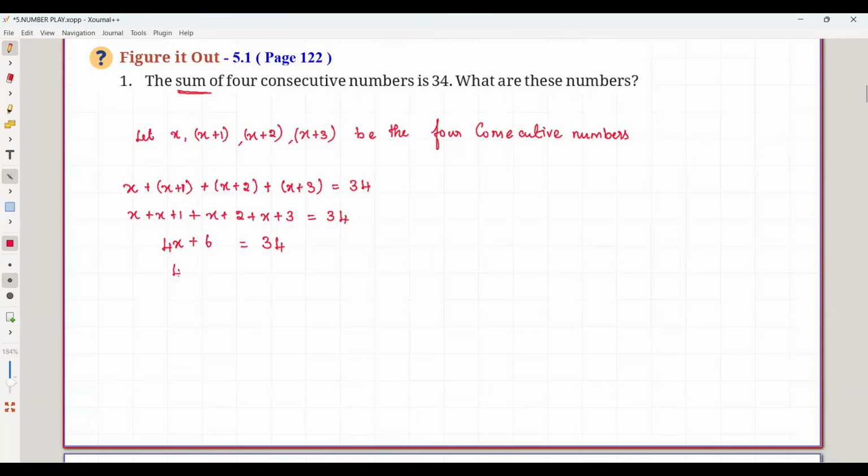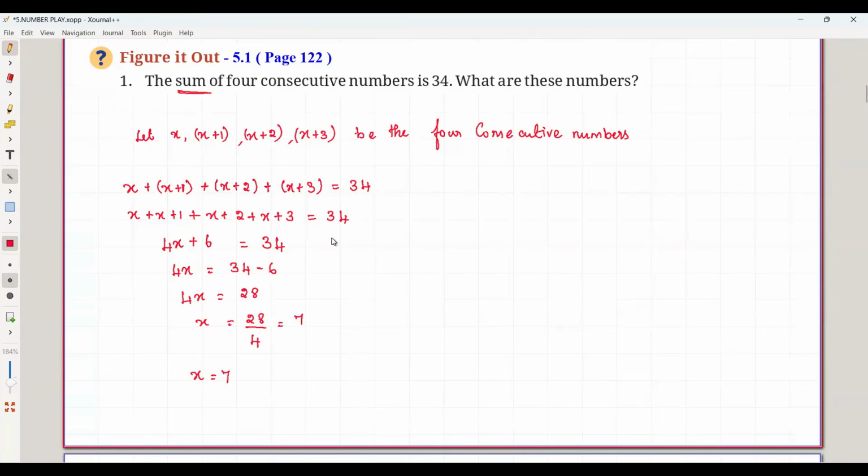Now 4x is equal to 34. So plus 6 will become minus 6. Now 4x is equal to 28. Now x is equal to 28 by 4, so 28 by 4 is 7. Now x is equal to 7 we are getting, which means the first number is 7.